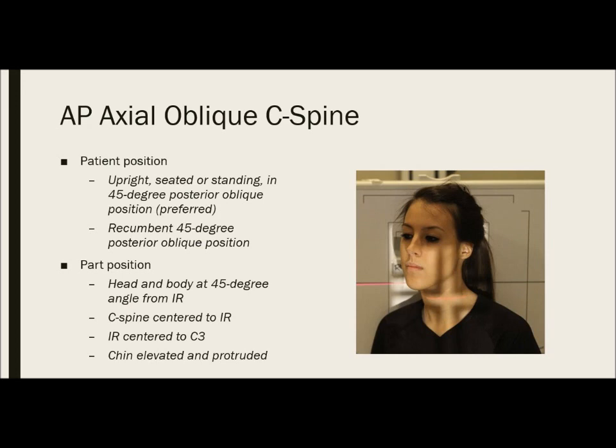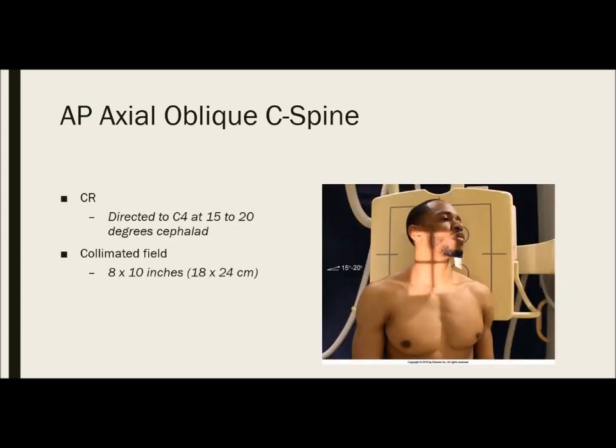Now our part position: our head and body are going to be at a 45-degree angle from the image receptor, and our C-spine is going to be centered to our image receptor. Our IR is going to be centered to C3. We want our chin elevated and protruded out. I'll go over that with the PA, but usually whenever I do them PA, I have them look up into the corner. That way you know the chin's up and elevated out. Our central ray for the AP is directed to C4 at 15 to 20 degrees cephalad, and our collimated field for this one is 8 by 10. So our AP axial oblique C-spine is going to have the same angle as our AP axial C-spine.